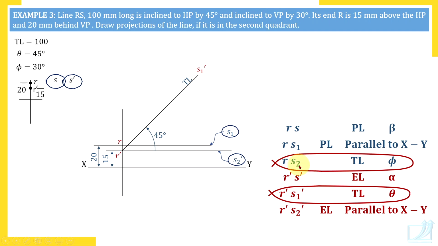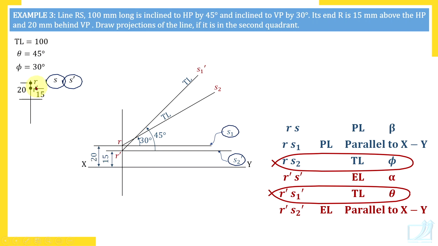Also you can draw RS2. RS2 you should draw through R. So at point R you measure that angle phi. RS2 angle is phi. How much is phi here? 30 degrees. So at point R you measure 30 degrees and draw that line RS2. Okay. So check here. We have brought all 5 measurements on paper.